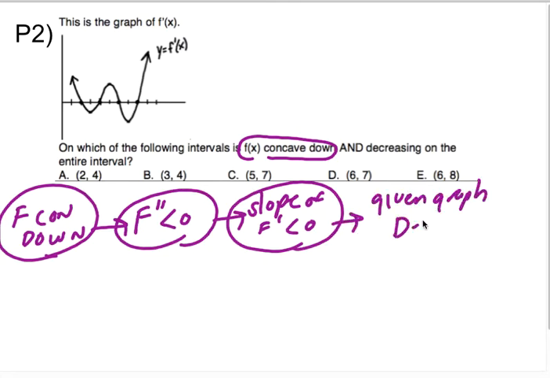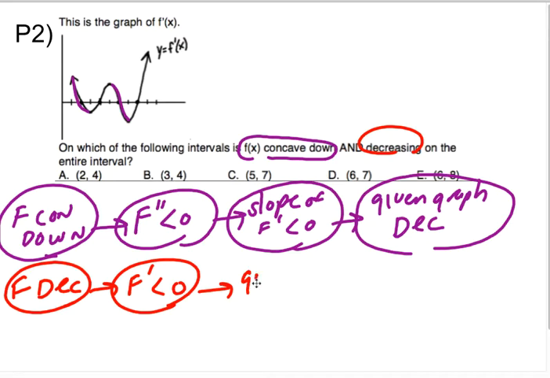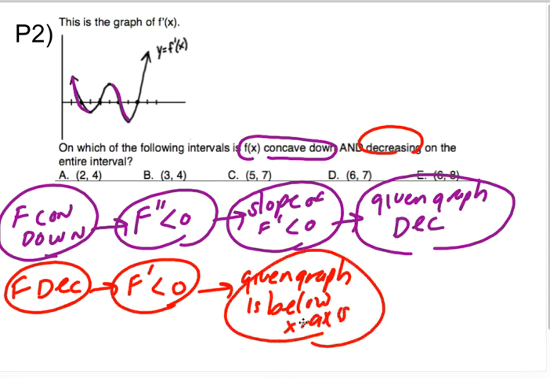The given graph is decreasing. That's what I'm looking for. So decreasing would be here and here, right? I'm also asked when f is decreasing. Well, f is decreasing is going to mean that f prime is less than 0, which means the given graph, right, the given graph, which is f prime, is below the x-axis. So that's here. Sorry, didn't need to color that high up.